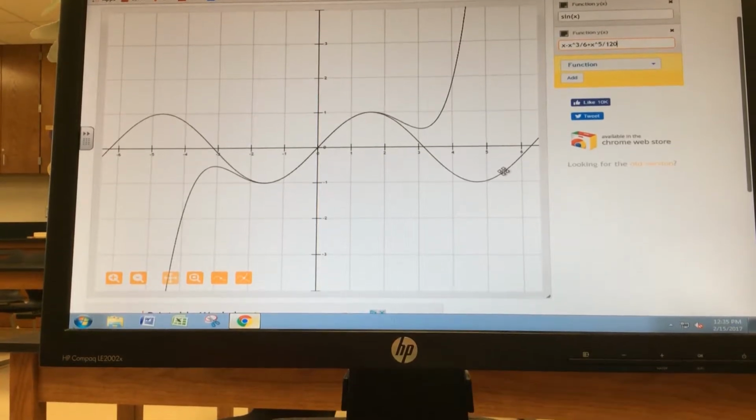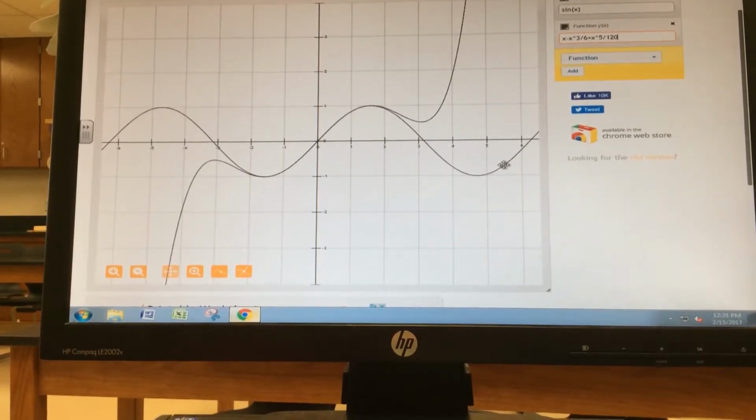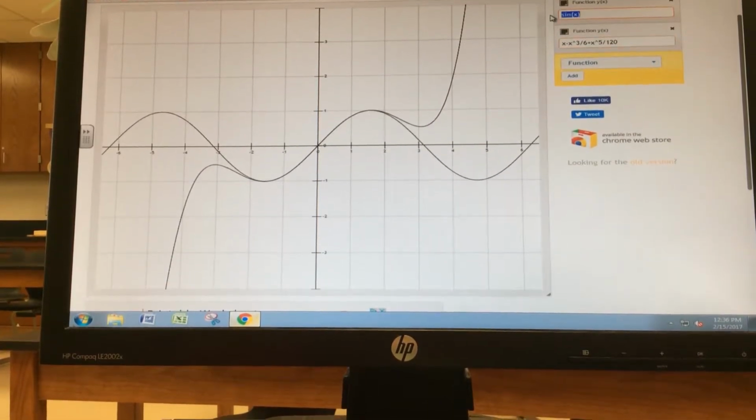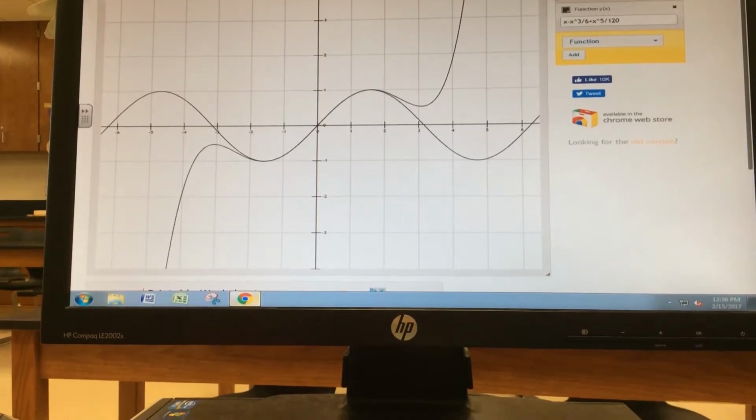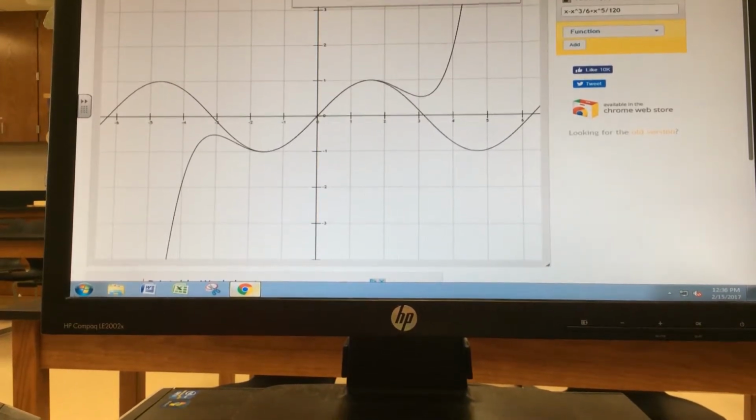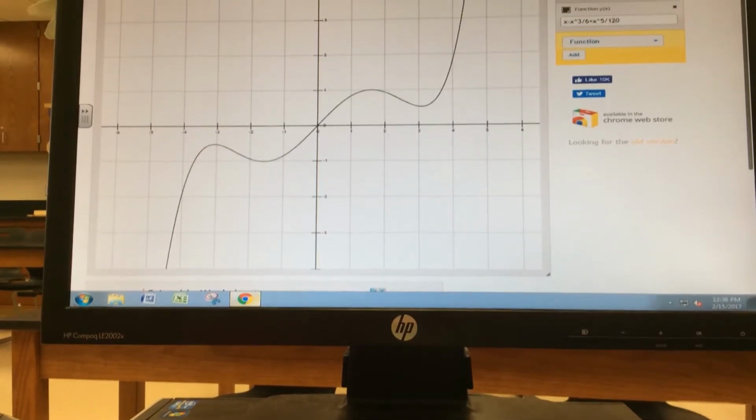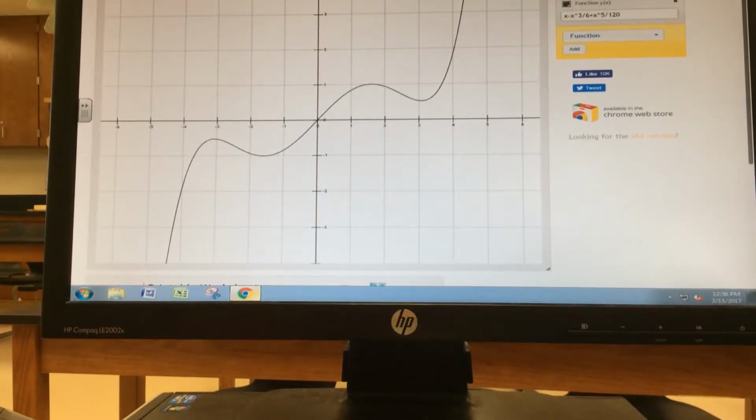And again, I can keep going and adding more terms, and I'm going to keep getting a better approximation for sine x. We can do that for whatever we want here. We can make that cosine x. Oops. I guess it wants those parentheses. We can take cosine x.